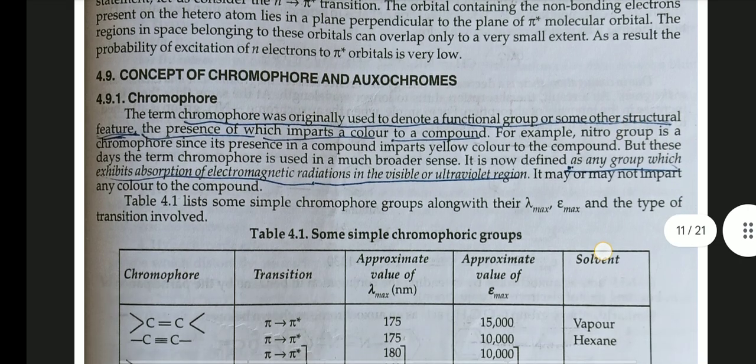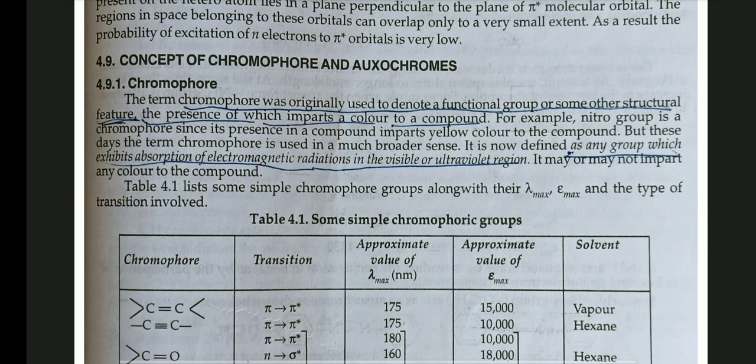Concept of chromophore and auxochrome. Chromophore. The term chromophore was originally used to denote a functional group or some other structural feature, the presence of which imparts a color to a compound. For example, the nitro group is a chromophore since its presence in a compound imparts yellow color to the compound. But these days the term chromophore is used in a broader sense. It is now defined as any group which exhibits absorption of electromagnetic radiation in the visible or ultraviolet region. It may or may not impart any color to the compound.